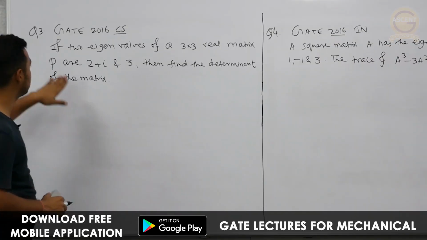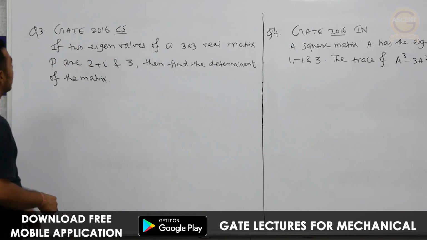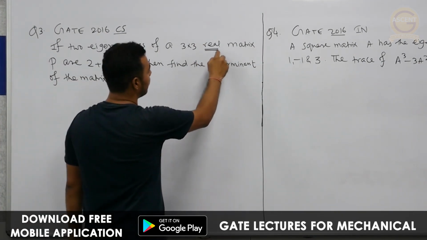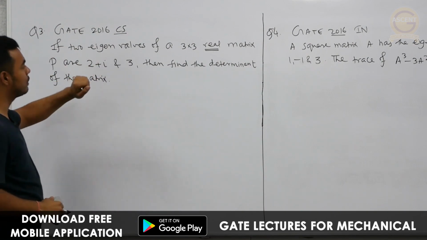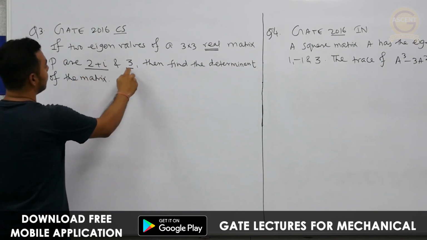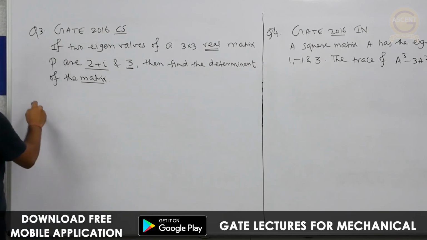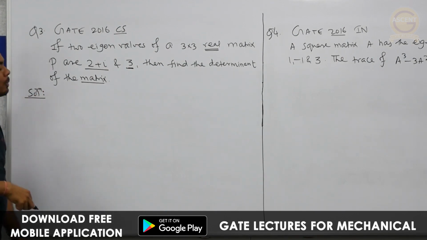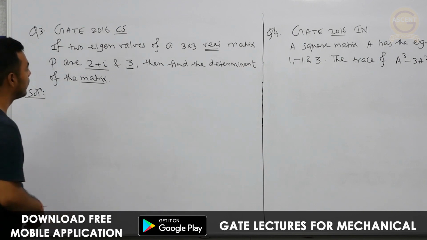Our next question was asked in 2016 in computer science. If two eigenvalues of a 3 cross 3 real matrix, meaning all the entries are real, are 2 plus i and 3, then find the determinant of the matrix. Again, this is a very simple problem once you know the properties of eigenvalues and the concept we have just learned.